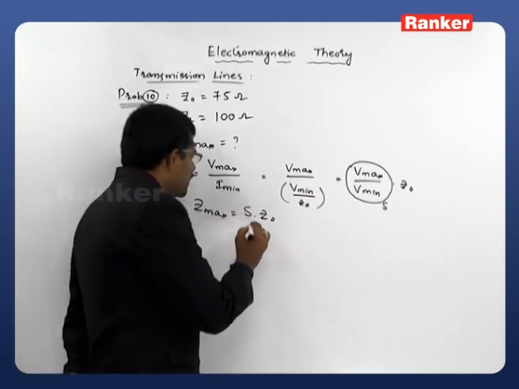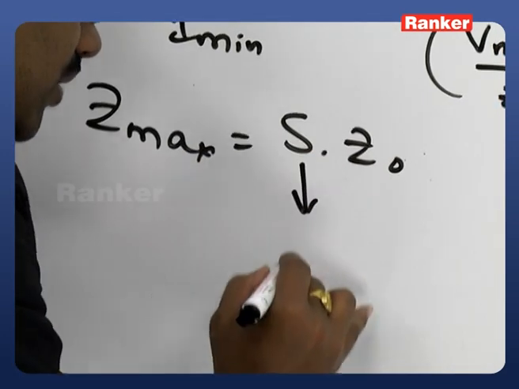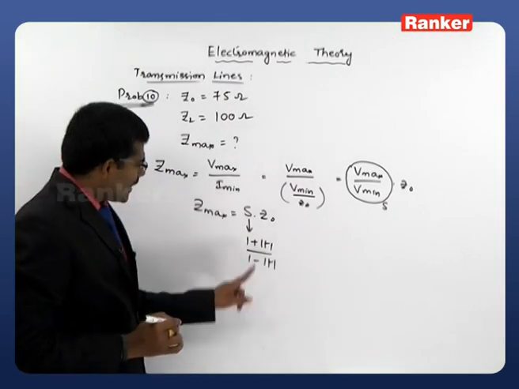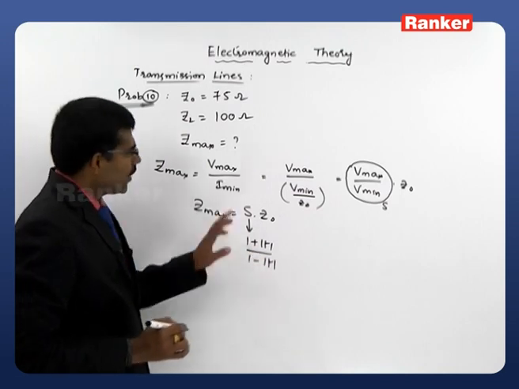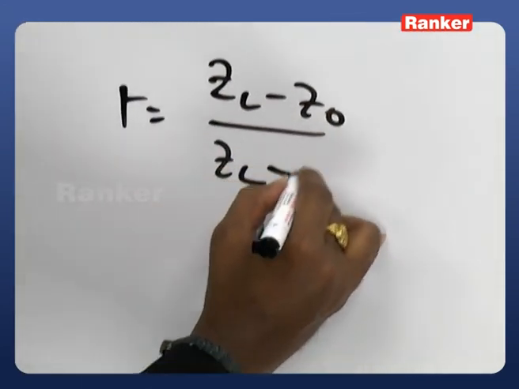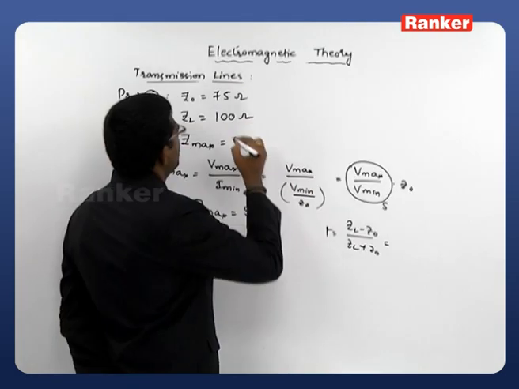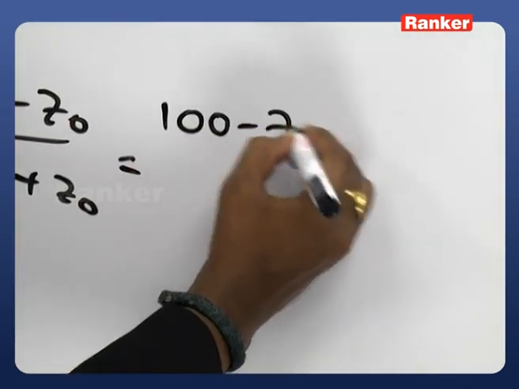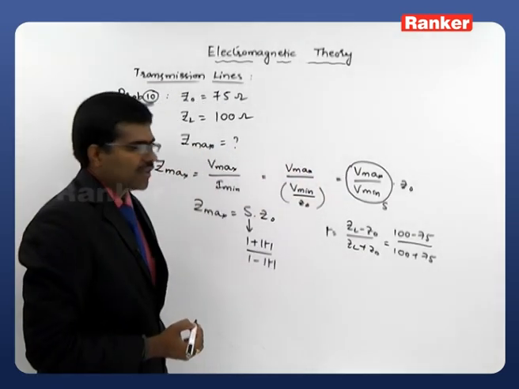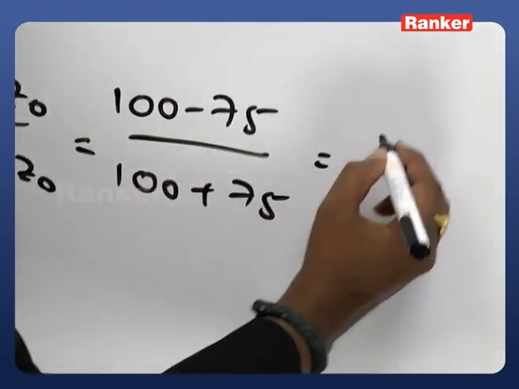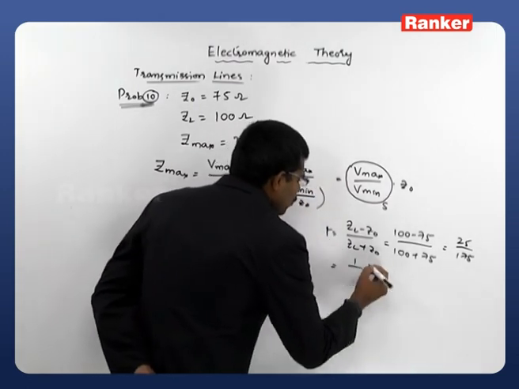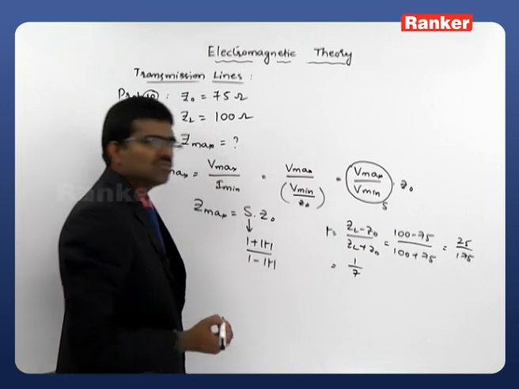To calculate our standing wave ratio, we need to calculate gamma. Standing wave ratio is 1 plus gamma divided by 1 minus gamma. So initially calculate gamma and then substitute here. What is the formula for gamma? Gamma is equal to ZL minus Z0 divided by ZL plus Z0. What is ZL here? ZL given is 100. So 100 minus 75 divided by 100 plus 75. So this is our gamma, that is 25 divided by 175, which is simply 1 divided by 7. That's what we have here.